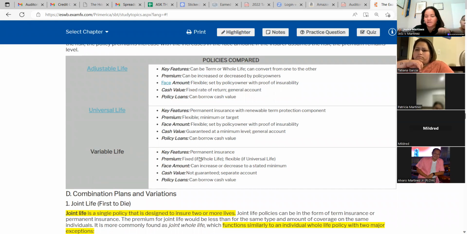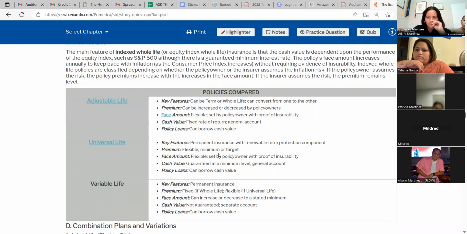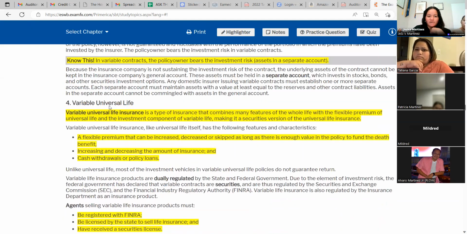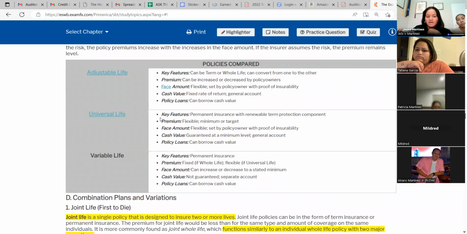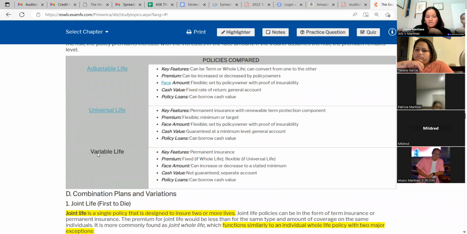That's why there are only 3 options in here. And we read a few more up there because they had by itself the variable universal life. So the only difference between variable universal life and just variable life is that in the universal life, the premium is flexible. The face amount can increase or decrease to a stated minimum, again, to cover the fees for everything. Cash value is not guaranteed. So the variable life, as opposed to the universal and adjustable, has separate accounts.